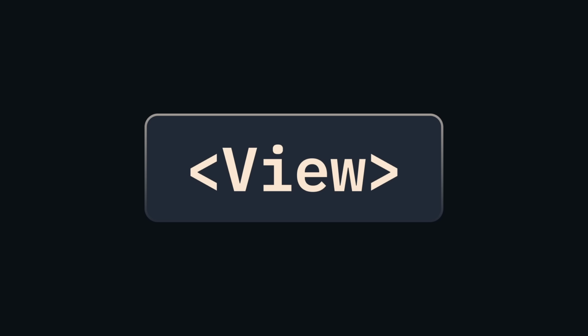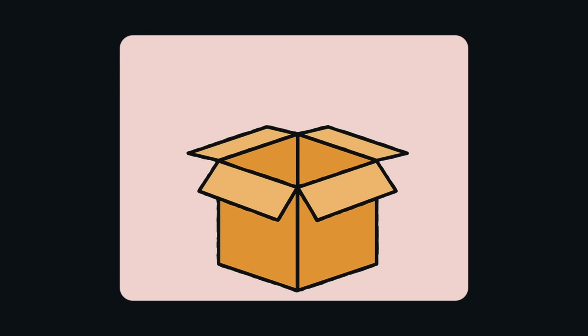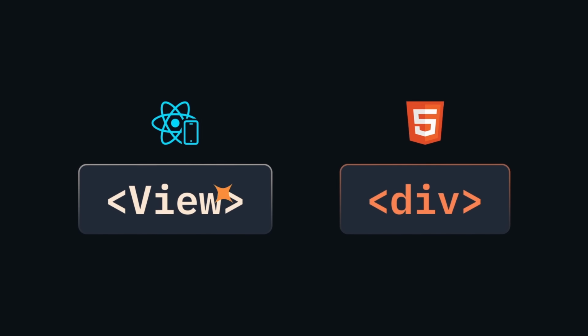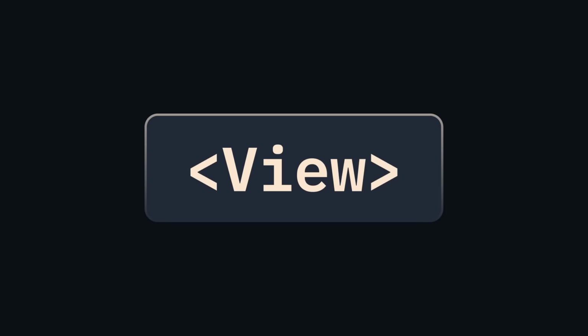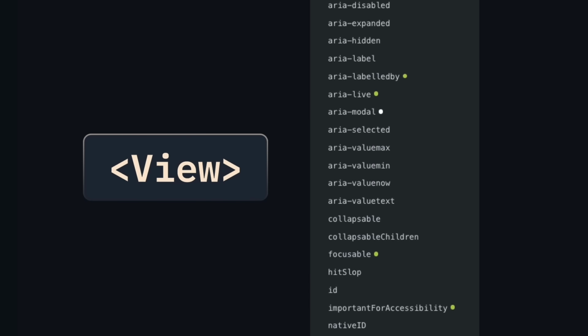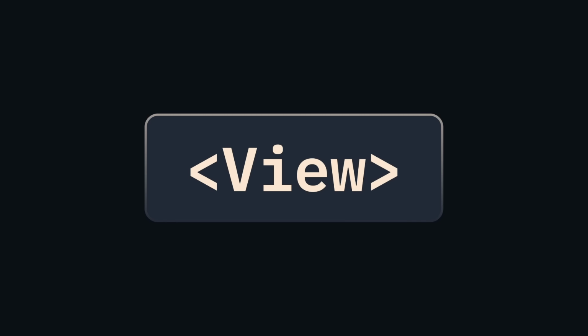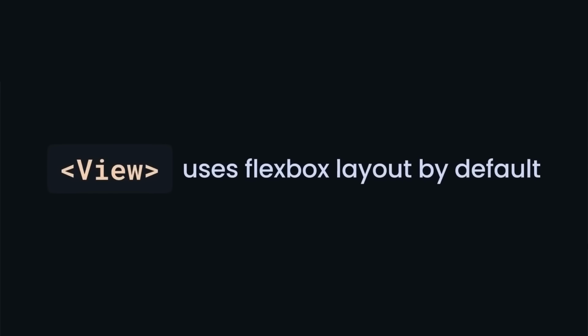Now, let's talk a bit about the View component. Think of it as a box or container that holds other components. Similar to the div element in HTML, but with some added functionality specific to mobile apps. The View component is often used to create layout structures for other components. It has many different props that can be used to control its appearance and behavior. And one thing to note is that the View component uses Flexbox layout by default, which makes it really easy to control how its children components are laid out. So you can use Flexbox properties like flex direction, justify content, and align items to achieve any layout you want.